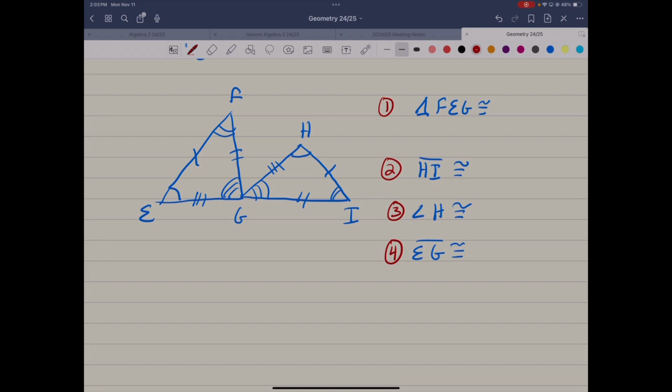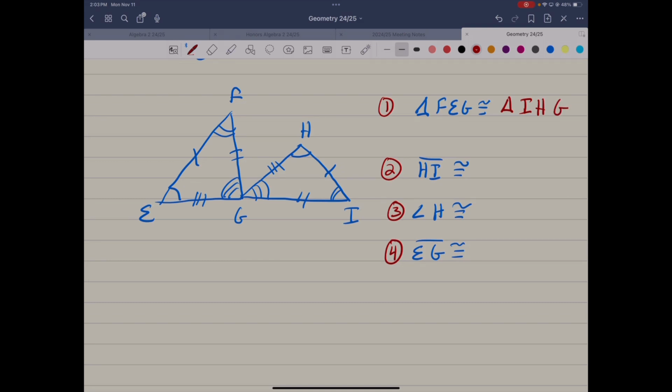We ready? So F has 2 arcs. Or I'm sorry, not tick marks. F has 2 arcs. Which one has 2 arcs? I. E has 1. So H. So IHG, and it does have to be in that order.